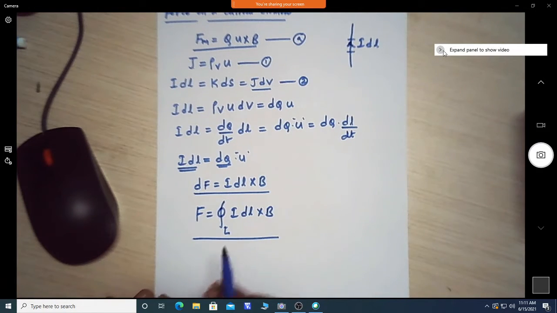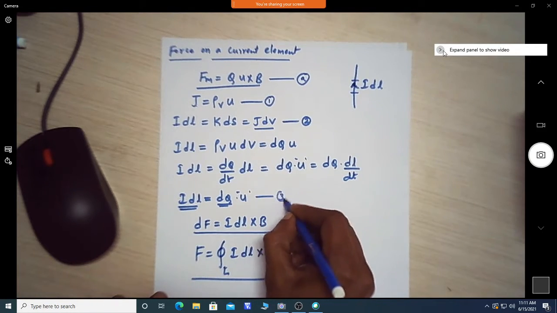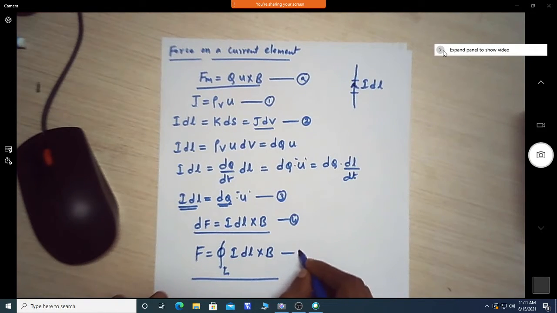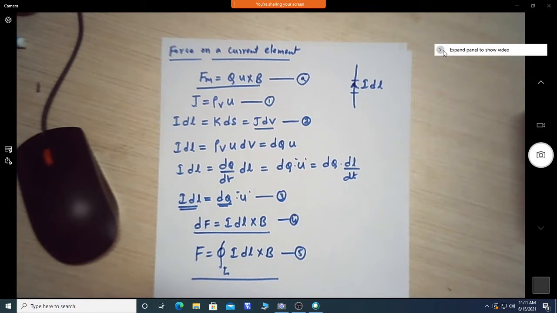Okay, so now we can take these equations, which are 3, 4 and 5. So now we have seen equations 4 and 5, so we will get the force. We should know here that the magnetic field produced by the current element I dl does not exert force on itself. This force is due to some other element which is nearby.